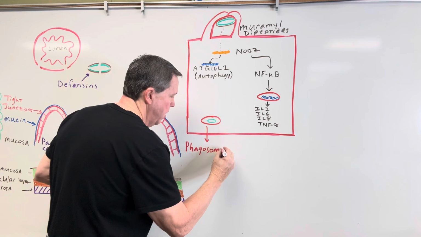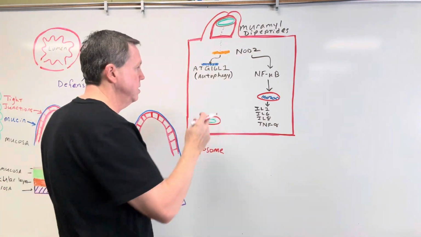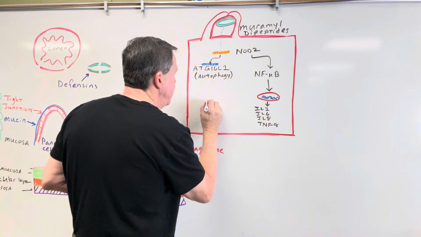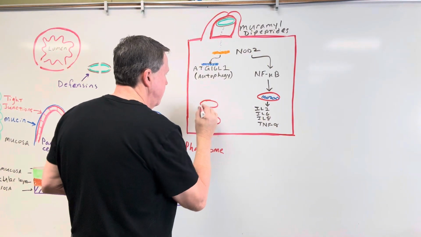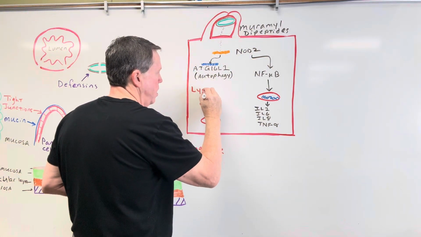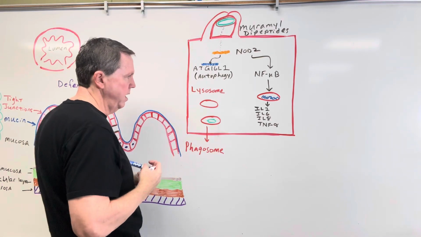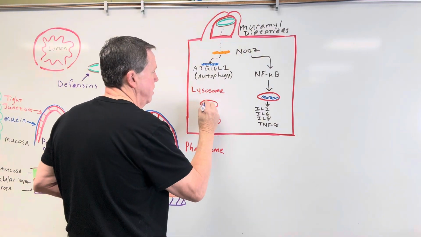Because it did something called phagocytosis. When you go and you grab those and you pull them inside, that's called phagocytosis. And now what's going to happen is we have another type of vesicle in here, which we're going to call a lysosome. And lysosomes have something inside of them called hydrolytic enzymes, right? And that's going to be these here.